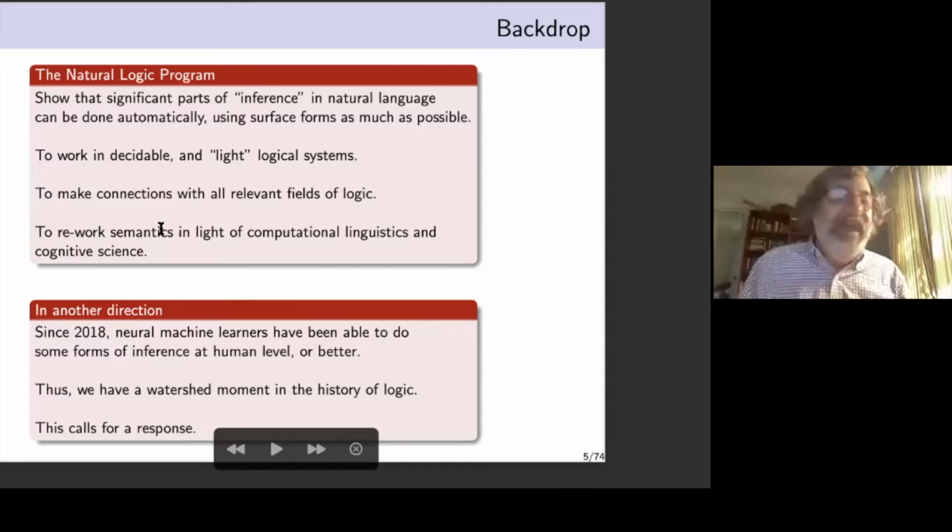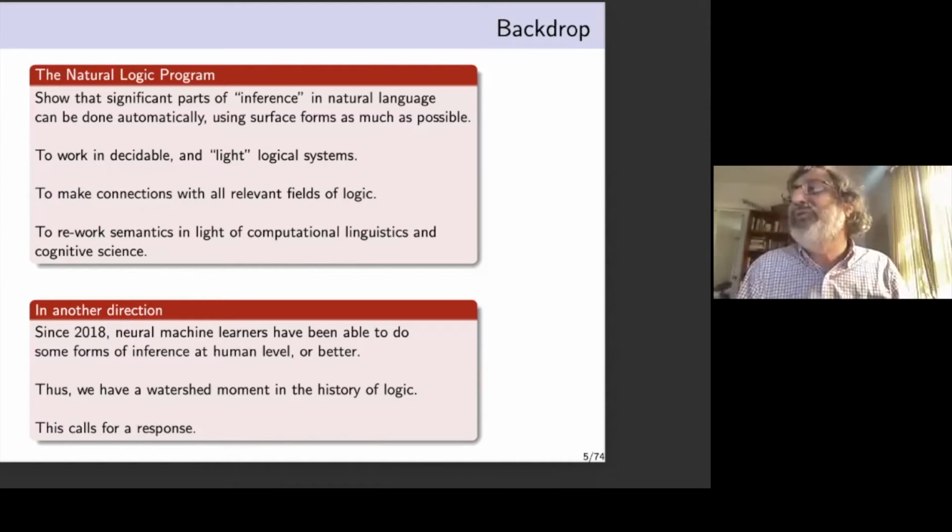The other part of the backdrop is that for the past 3 years or so, machine learning has done better than logic on anything like the task that I'm talking about. And so for the first time, computers do better than people at this intelligence, namely this inference. So I feel like as logicians, we are playing catch up, and so part of what I'm doing here is to describe the kind of response from the world of logic to the world of machine learning. So I wanted to start by showing you a little bit about how that stuff works.